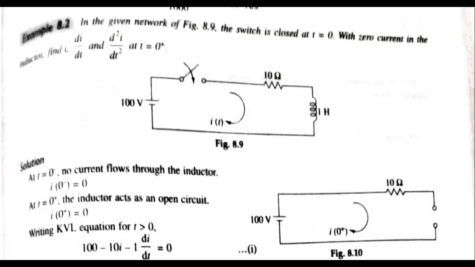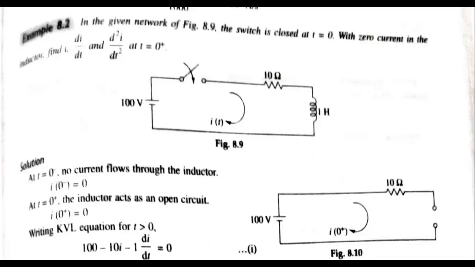Okay, so what is that? In the network shown below, the switch is closed at t equals 0 with a zero current in the inductor. Find i, di/dt and d square i/dt square at t equals 0 plus.